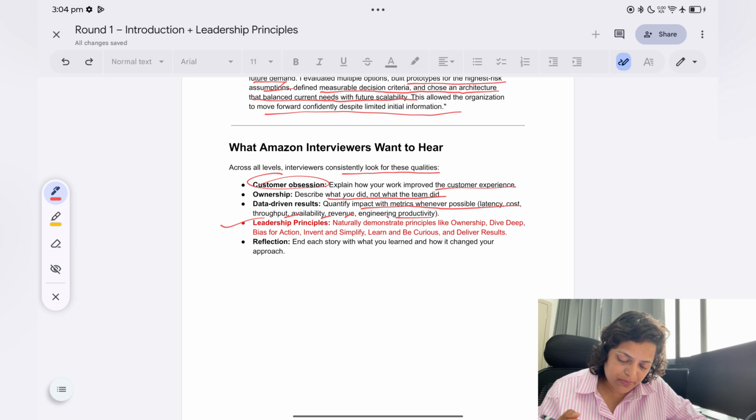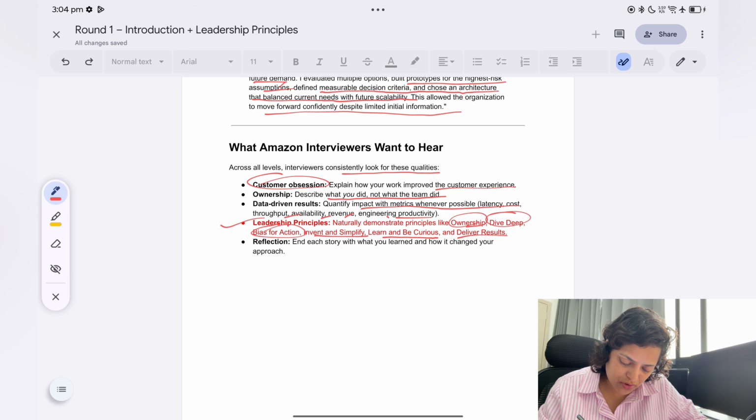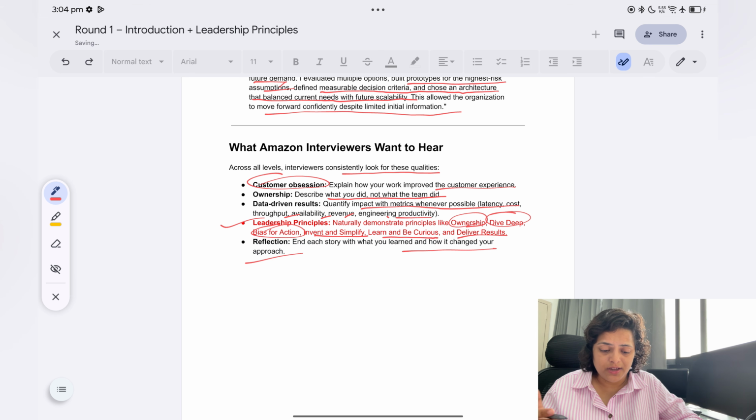Now Amazon leadership principles are naturally demonstrated: principles like ownership, deep dive, bias for action, invent and simplify, learn and be curious, and deliver results. Okay, and the last one is reflection. So end each story with what you learned and how it changed your approach. Okay, so that was round one.